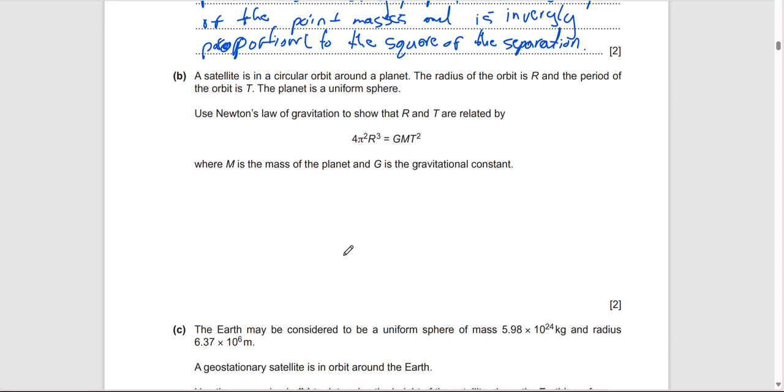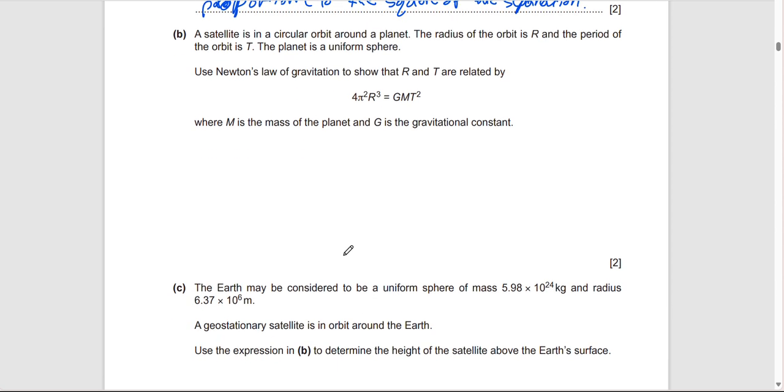Alright, next question. If a satellite is in a circular orbit around the planet, the radius of the orbit is r and the period of the orbit is T. The planet is a uniform sphere. Use Newton's law of gravitation to show that r and T are related by the equation shown here, where M is the mass of the planet and G is the gravitational constant.